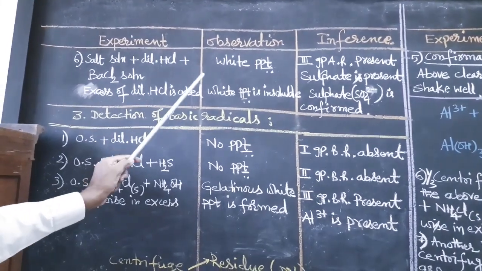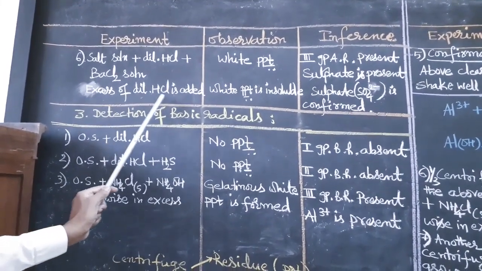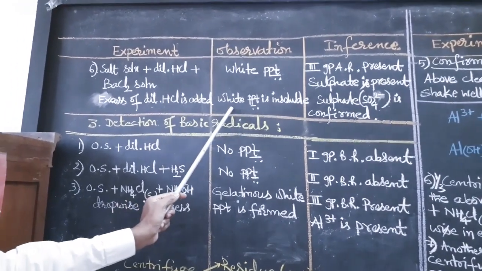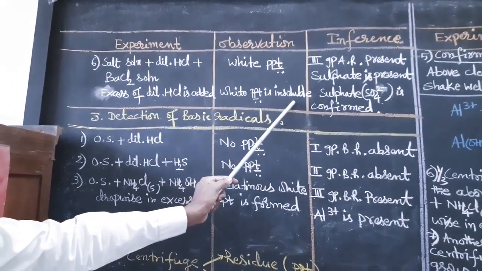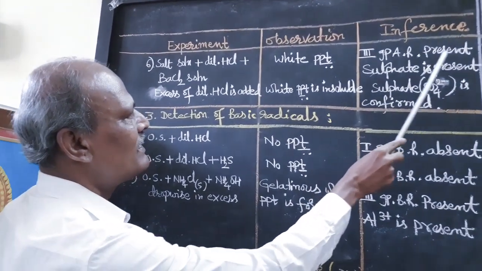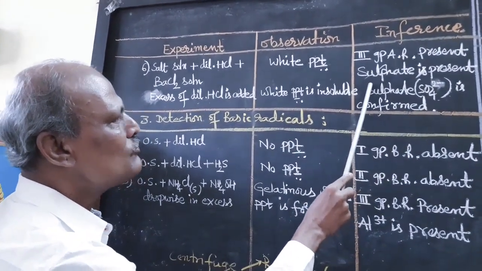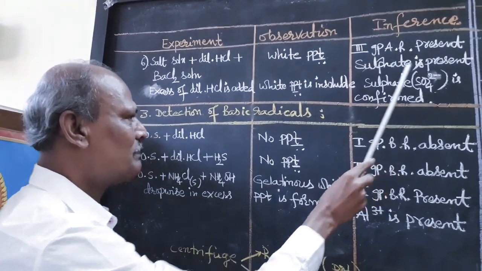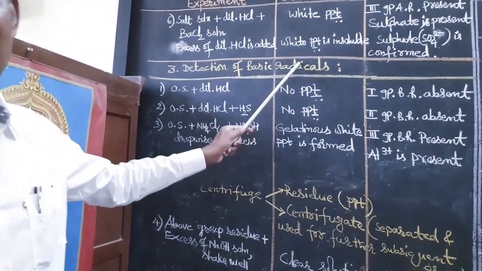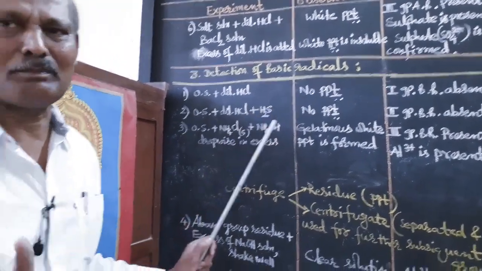To that white precipitate we have added excess dilute hydrochloric acid. On adding excess dilute hydrochloric acid, the white precipitate remains insoluble. Therefore, we can say that third group acid radical is present and essentially it is sulfate. Sulfate is present and it is confirmed. So, the detection of acid radical is completed.